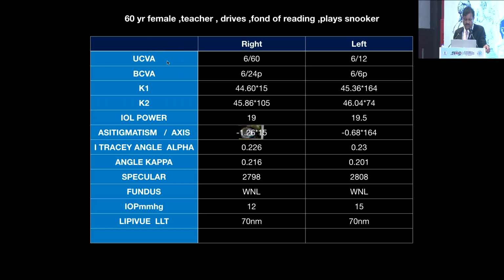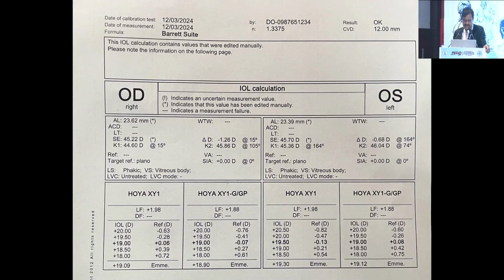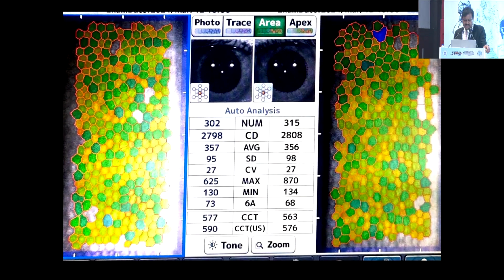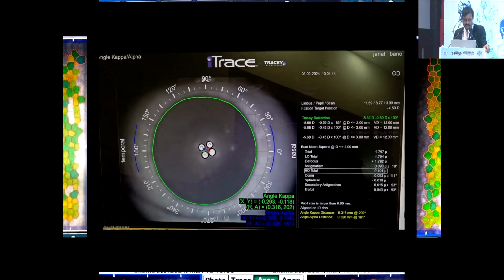So essentially we routinely do all these checkups in all our patients, right from the vision assessments, the keratometry, the IOL power. So power essentially here is 19 with a cylinder of 1.26 minus at 15 degrees. We did the Tracy, the angle alpha, angle kappa less than 0.2, specular 2798, fundus being normal, pressures, and the LipiView, the lipid layer thickness 70. So this is the 700, which essentially gives you the calculation for the cylinder, and this is the specular, and this is the eye trace.